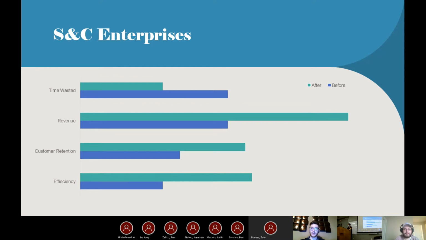This is just the most basic way to show how normalization affects our time wasted, our revenue, our customer retention, and the efficiency. As you can see, afterwards we are making quite a large difference in revenue. So you can buy shares of our stock right now. Probably give yourself a real good boost.